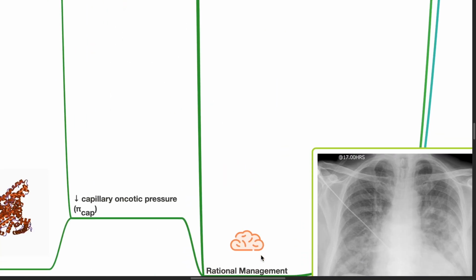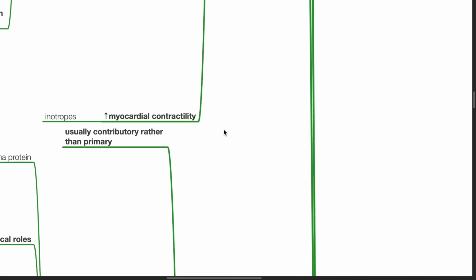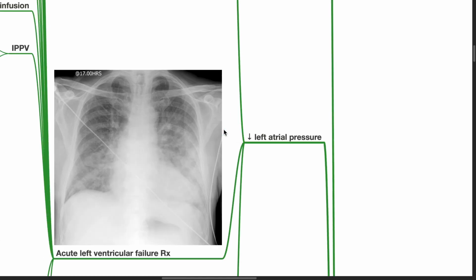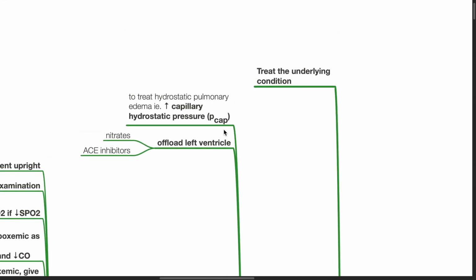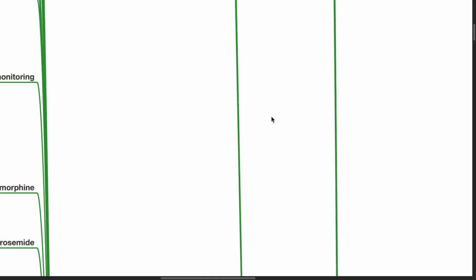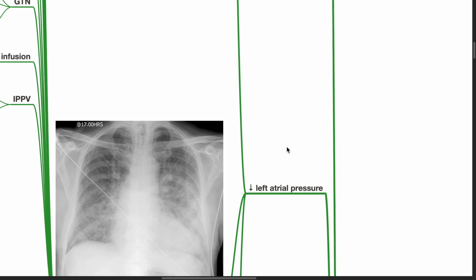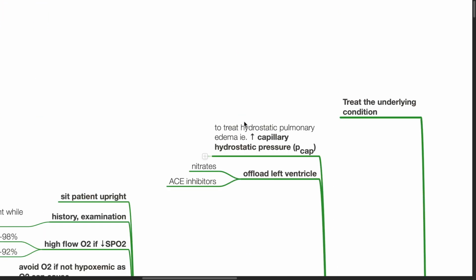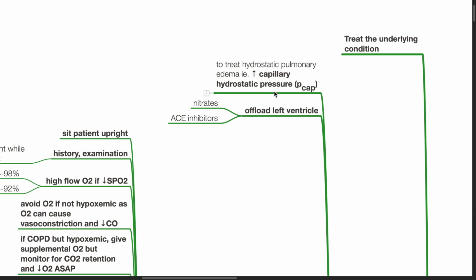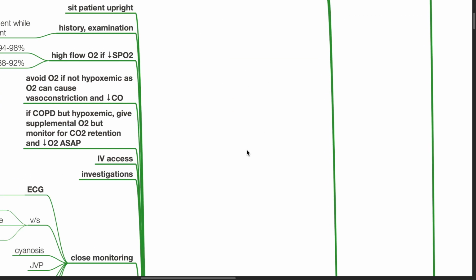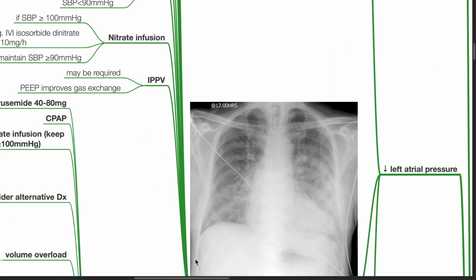Rational management. Treat the underlying condition. Decrease left atrial pressure, to treat hydrostatic pulmonary edema due to increased capillary hydrostatic pressure. Offload the left ventricle using nitrates and ACE inhibitors. Acute left ventricular failure treatment.